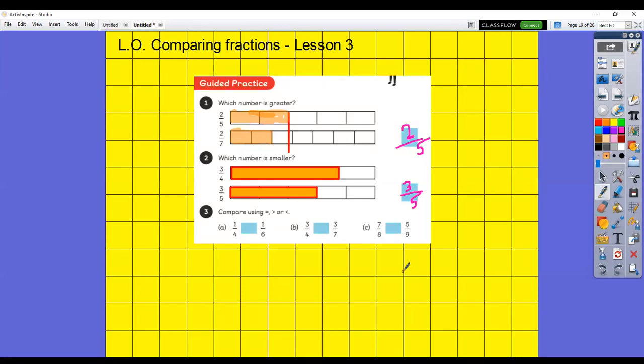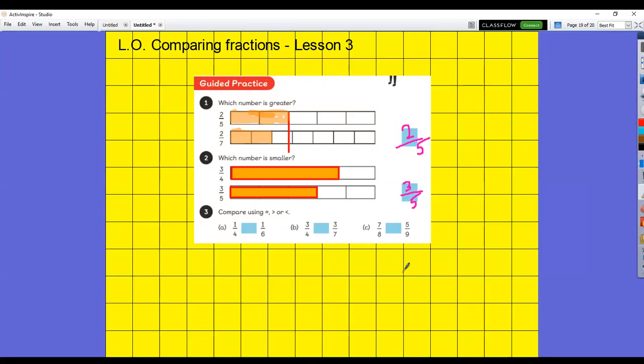Okay, so compare using the equal sign, the greater than or the smaller than sign. 1/4 is something than 1/6. So like we were saying earlier, I know that if I was sharing my food with 4 people or 6 people, I'm going to get more if it was just with 4 people. So 1/4 is bigger than 1/6.